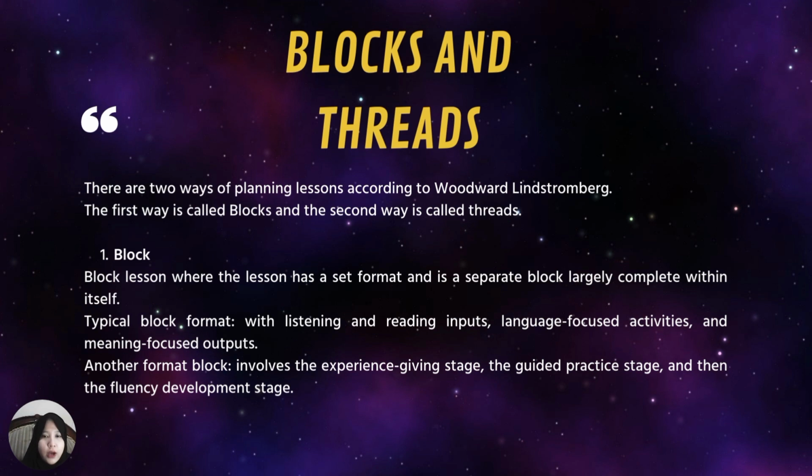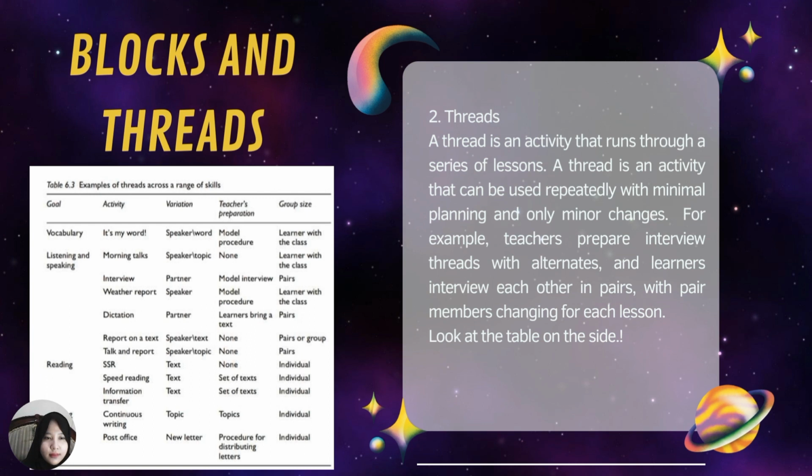A typical block format has listening and reading inputs, language-focused activities, and meaning-focused outputs. Another block format involves the experience-giving stage, the guided practice stage, and then the fluency development stage. Next, I will explain about threads. A thread is an activity that runs through a series of lessons. A thread is an activity that can be used repeatedly with minimal planning and only minor change.